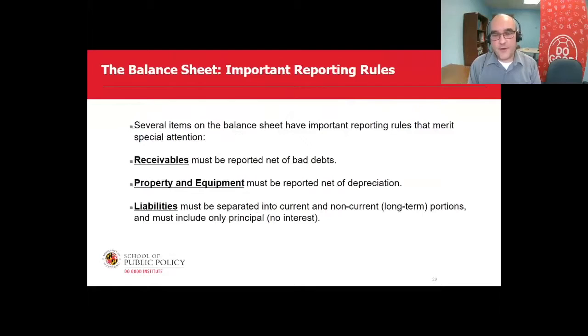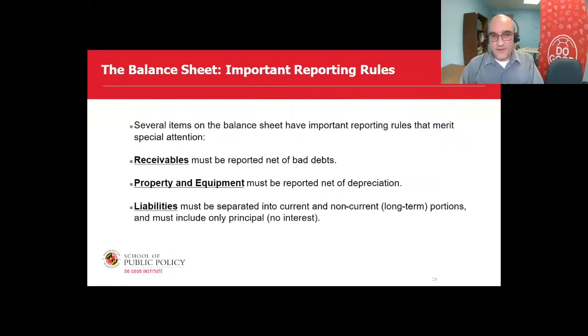Next, I want to mention a couple things about reporting rules that we use for a balance sheet. Mainly, I just want to show these to you to point out a couple of special cases. There are many others, but just a couple, because you'll see these when we take a look at the Form 990 and the balance sheet that's located there.